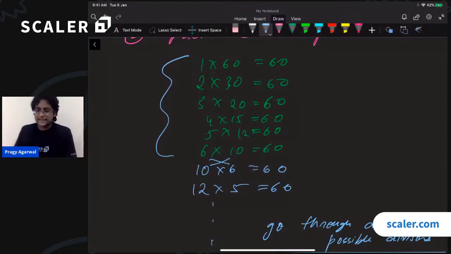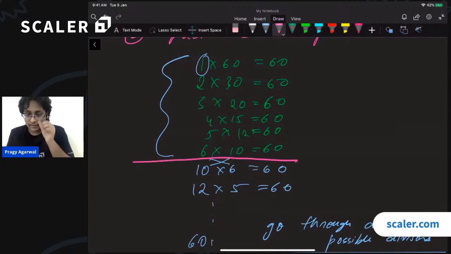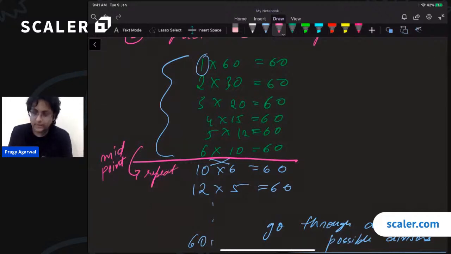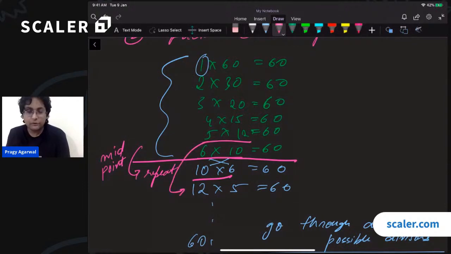Let us look at this thing once again. Let us say that instead of going from 1 all the way till 60, we only go till this midway point. You clearly see that there is this midway point over here. After this midpoint, the numbers will repeat. Yes, 6 into 10 repeats as 10 into 6. 5 into 12 will be repeated as 12 into 5, and so on. So we only need to go till this particular point. We only need to consider this half. We do not need to consider the other half.